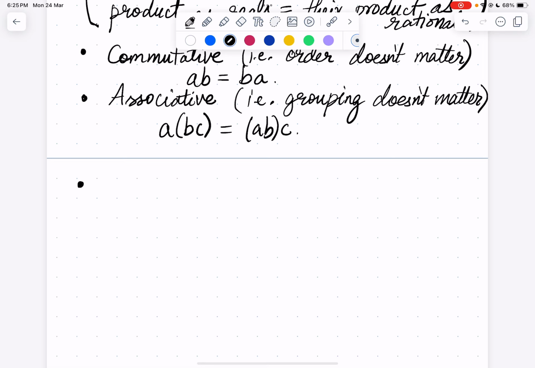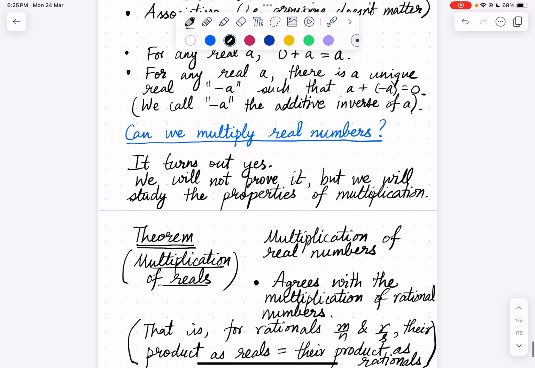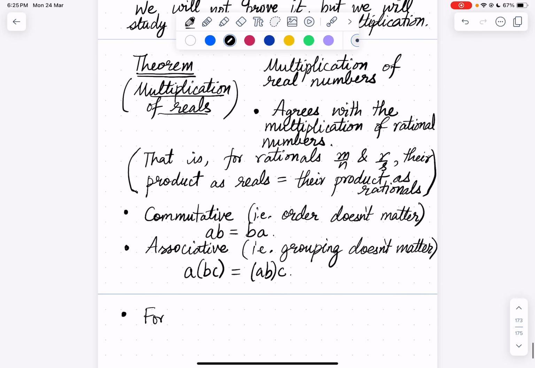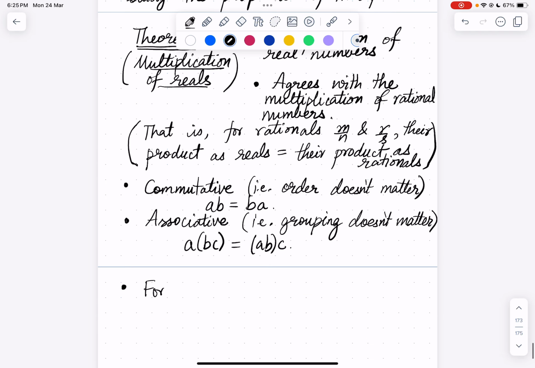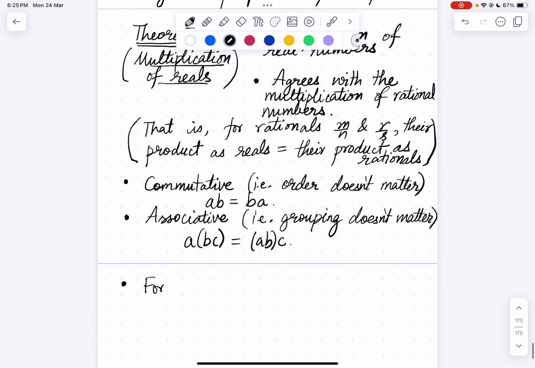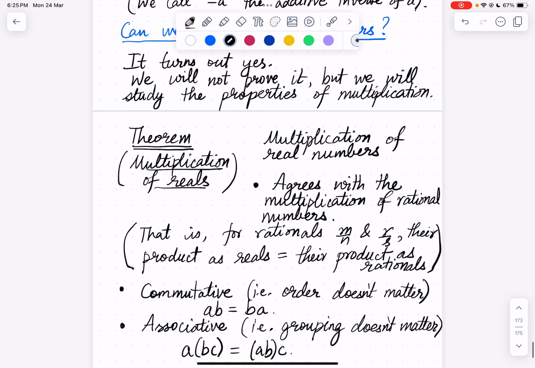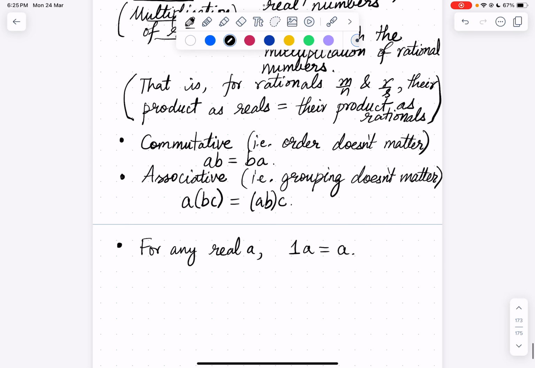And for any real A, so these are similar to the properties of addition. Agrees with addition, so here agrees with multiplication. So commutativity, so here also multiplication is commutative. Associativity, so here also multiplication is associative. Order doesn't matter and grouping doesn't matter. Then for any real A, 0 plus A is A. Similarly, for any real A, 1 times A is A. Multiplying 1 with any real number gives its A back. Adding 0 to any real number gives A back. And multiplying 1 to any real number gives A back.